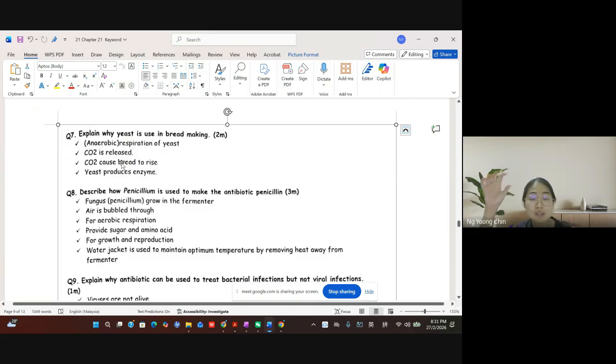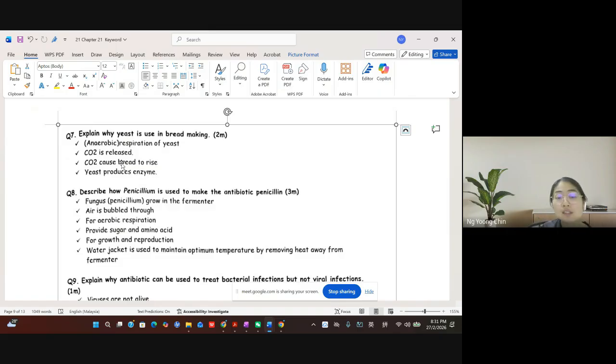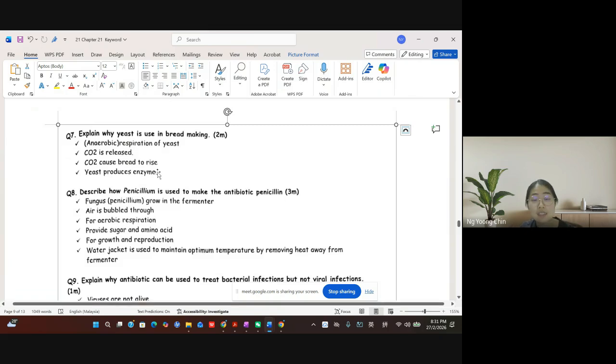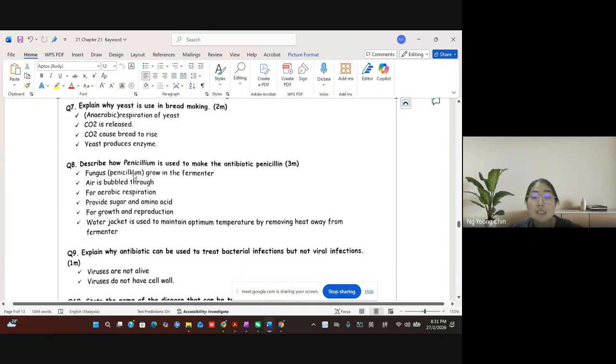Definitely, because before you produce carbon dioxide, you need to have a fermentation going on first, which is yeast fermentation. And then the yeast will get what? The yeast will get the sugar, the glucose. The yeast will produce the enzyme, and this enzyme will break down the carbohydrates into their monomers.